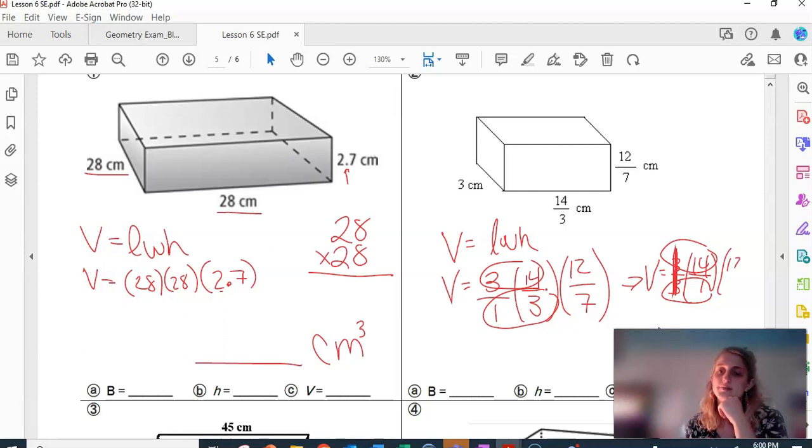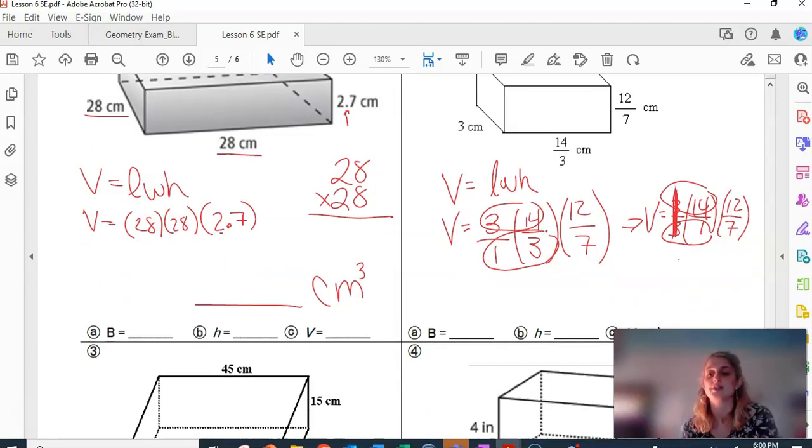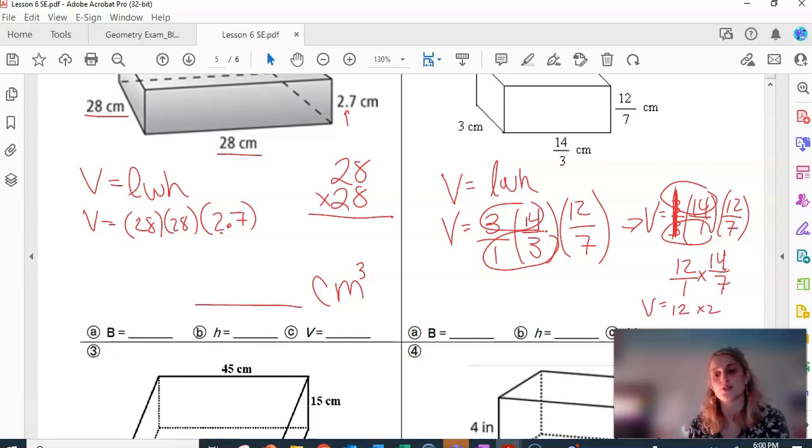Now 14 times 12 is the same thing as 12 times 14. But 14 divided by 7 is 2. 12 divided by 1 is 12. Don't forget your units. Finish up that problem.